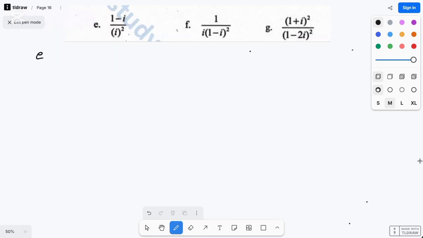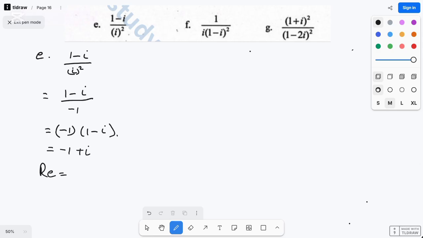Section E, that is 1 minus iota divided by iota square, equal to 1 minus iota divided by the value of iota square, that is minus 1, equal to minus 1 into 1 minus iota. Multiplying with 1, minus 1 minus into minus plus iota. The real part is minus 1 and the imaginary part is 1.